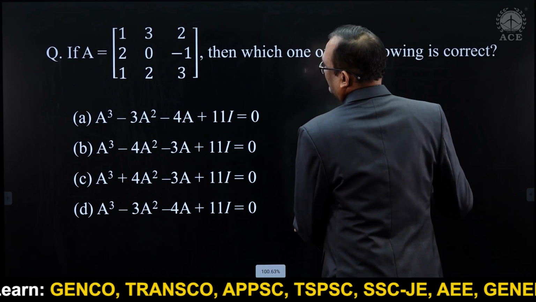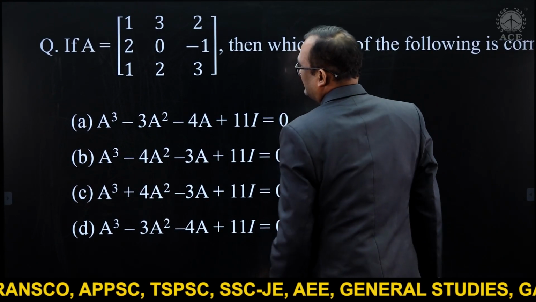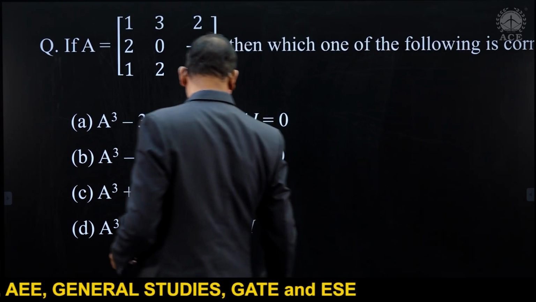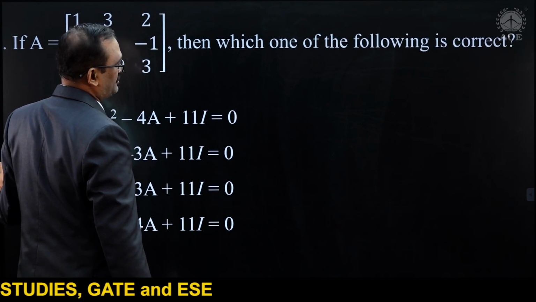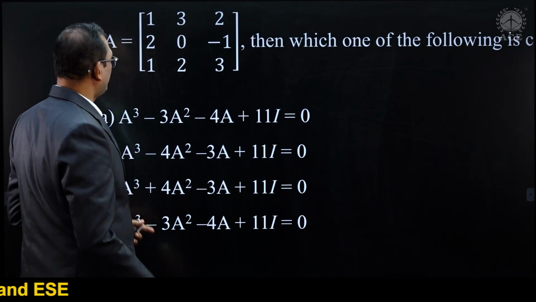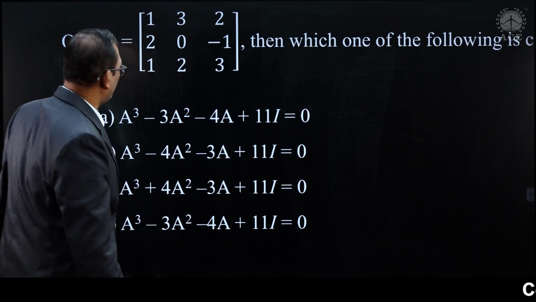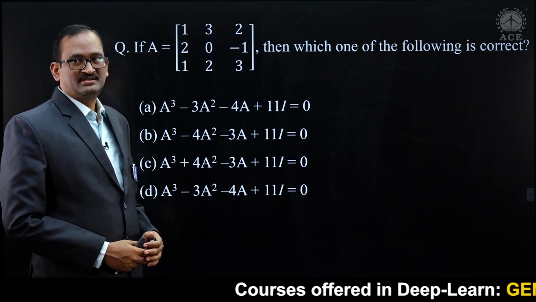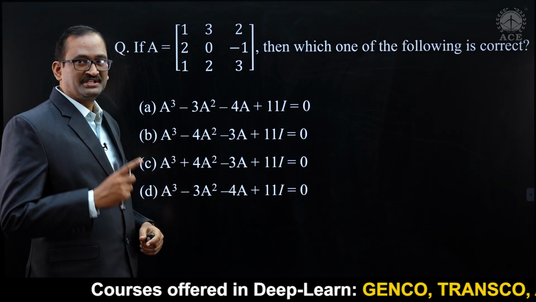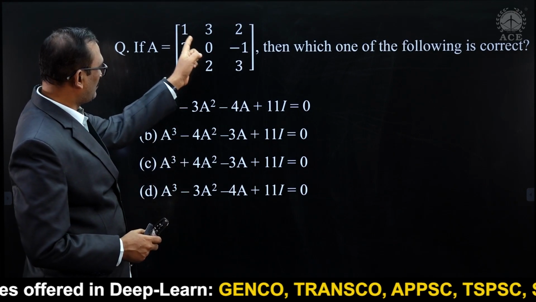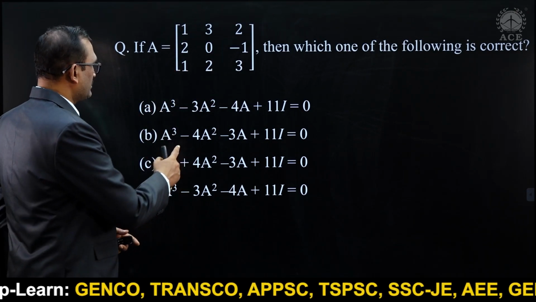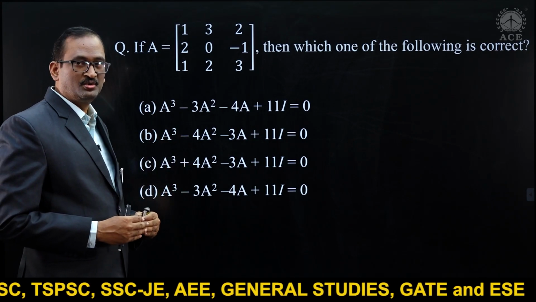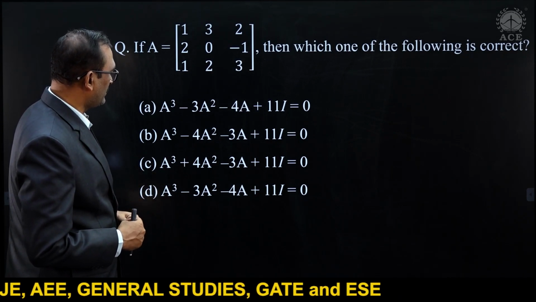Just observe. You are given one 3 by 3 matrix. Then which of the following is correct? For a 3 by 3 matrix, some of the students have a doubt that, as we all know, the A square coefficient is the sum of the diagonal elements. Sum of the diagonal elements is 1 plus 3, 4. So A square coefficient is 4. Here minus 4, here plus 4. Which is correct, we don't know. So that's why let us solve the problem according to the procedure.